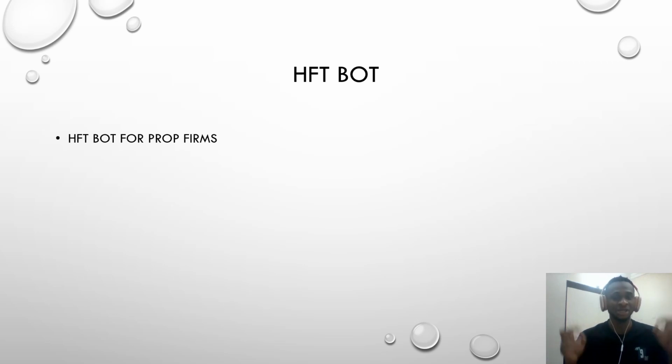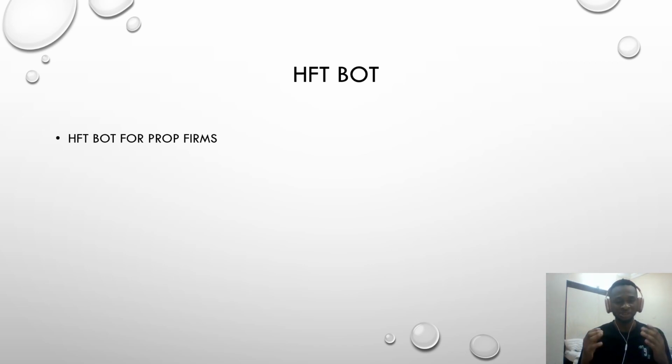All you have to do is prove that you're good. And how you can prove that you're good is by passing some of their challenges. So this HFT bot was designed to pass those challenges. Now it's not all prop firms that accept HFT bots, but most of the popular prop firms for now are accepting HFT bots to pass their challenges. So that is not going to be an issue. They pass your challenges in less than 2 hours.